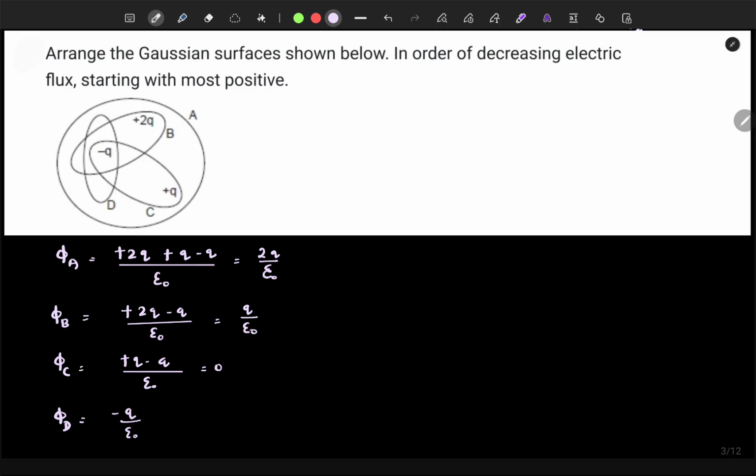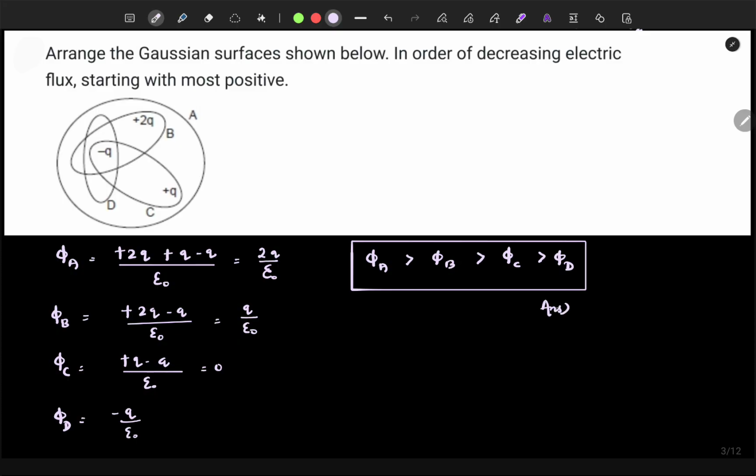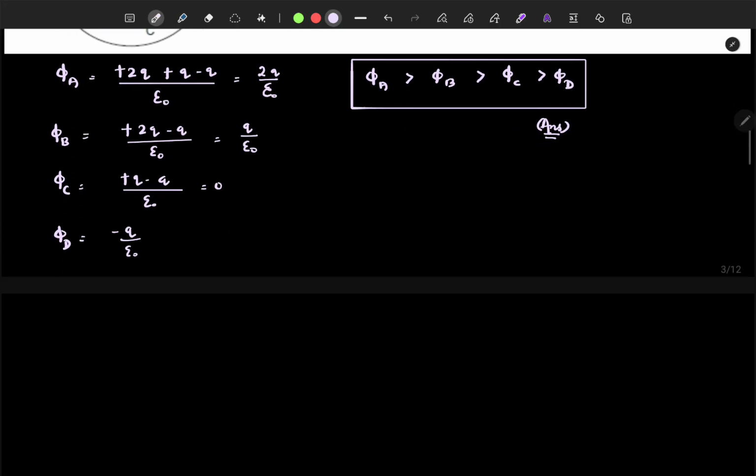So most positive is A. Flux through surface A is greater than flux through surface B, that is greater than flux through surface C, and that is also greater than flux through D. This is the order, decreasing order of electric flux starting with most positive. This is the answer as per the given question. Next, come to the next numerical. So next question.